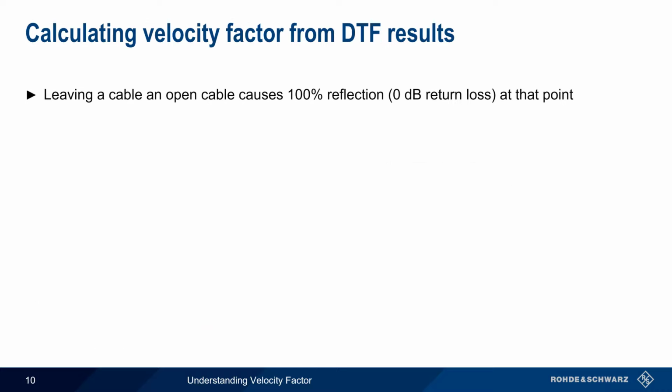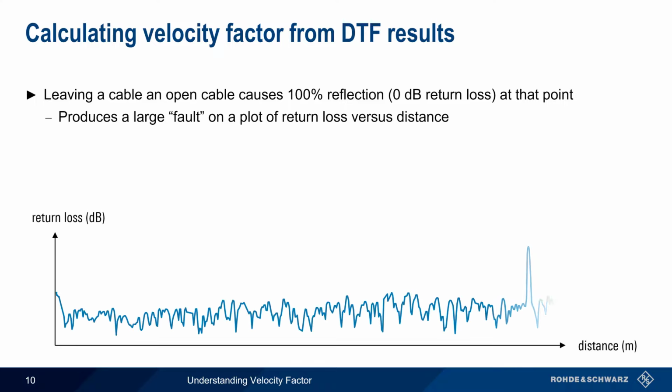Leaving the end of a cable open or unterminated will cause all of the transmitted signal to be reflected from this point back towards the source. When making a DTF measurement, this will produce a large fault or spike on a plot of return loss versus distance, as seen on the right side of the graph below.